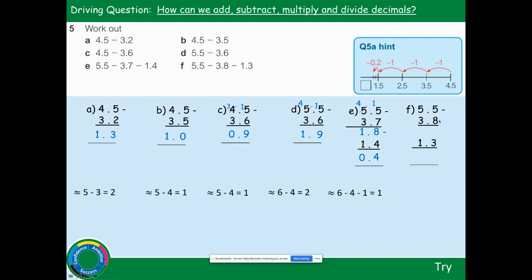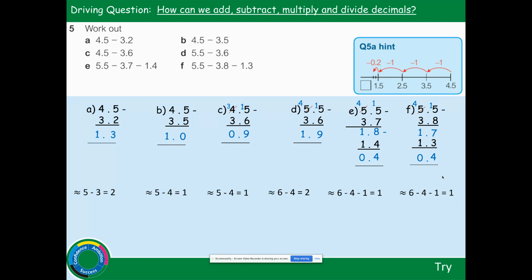So 5.5 take away 3.8. I can't take away 8 from 5, so I'm going to come next door. I'm going to use one of these numbers over here. 15 take away 8 is 7. 4 take away 3 is 1. And now I'm going to take away the third number. 7 take away 3 is 4. 1 take away 1 is 0. So it's approximately 6 take away 4 take away 1, which is 1, which is close enough to 0.4. If it's really, really different, that's when you think, I've got to go back and check.